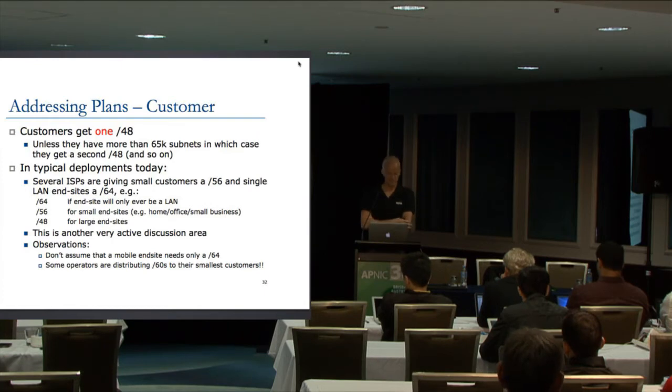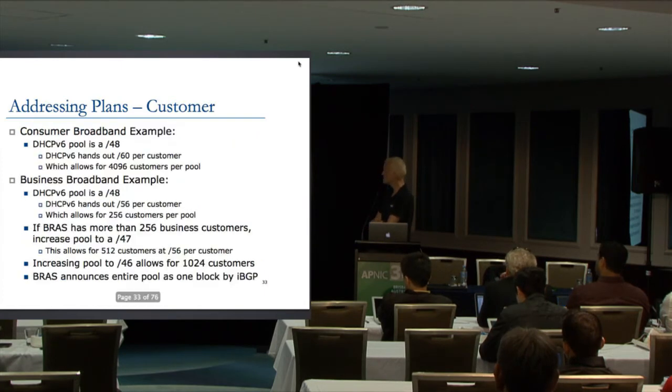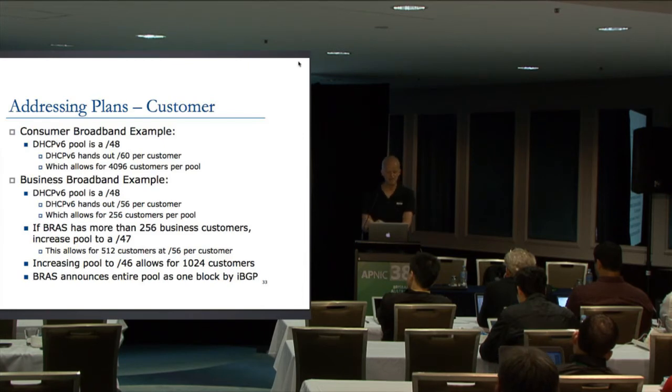I've given a couple of examples here. DHCP pools of /48, you hand out a /60 per customer, which gives you 4,096 customers per pool. Or it's a /56, and a /48 is going to give you 256 customers. You can increase the pool size and so forth. I tend to prefer nibble boundaries rather than the /47 and /46 I've listed there, but you get the drift. Start thinking in those sorts of scopes.